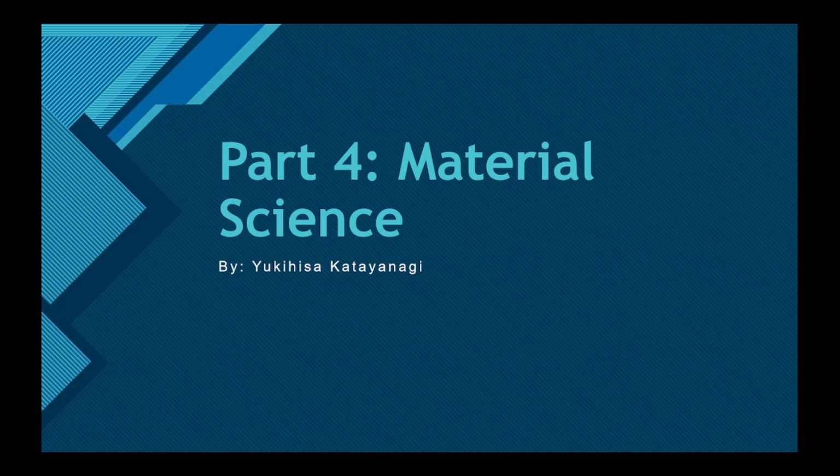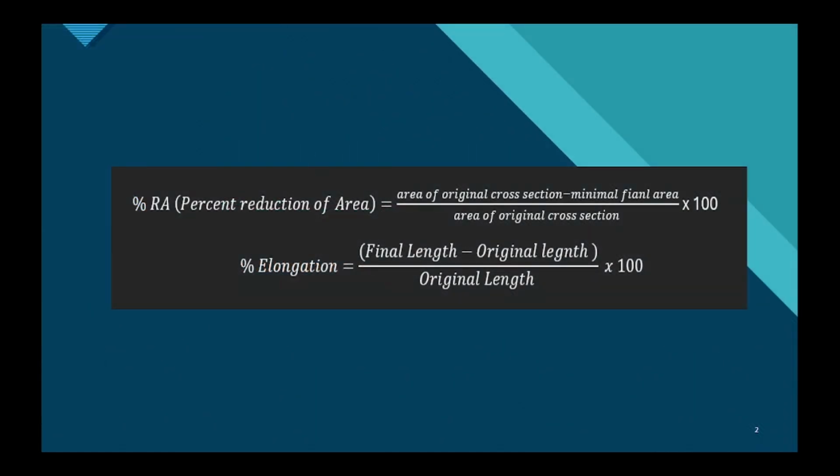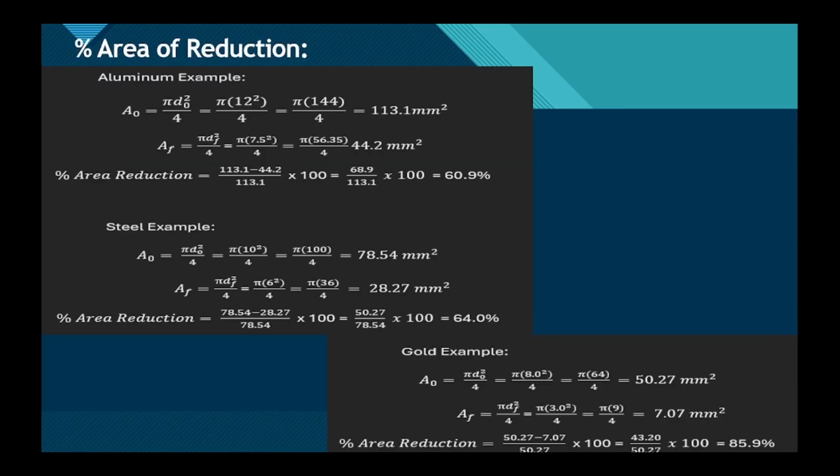In this part, I'll be going over percent elongation and percent reduction of area. The formulas are shown on the screen. Percent reduction of area is equal to the area of the original cross-section minus the minimal final area, all over the area of the original cross-section, multiplied by 100. And percent elongation is equal to final length minus original length, all over original length, multiplied by 100. These are different materials that we've tested in the lab, and the gold is a chosen material by us.